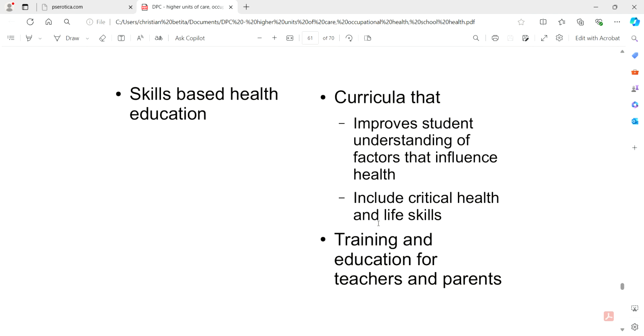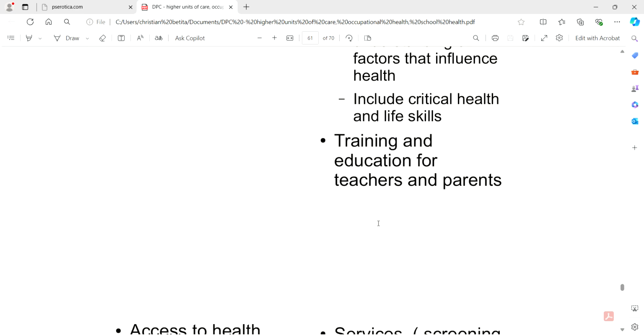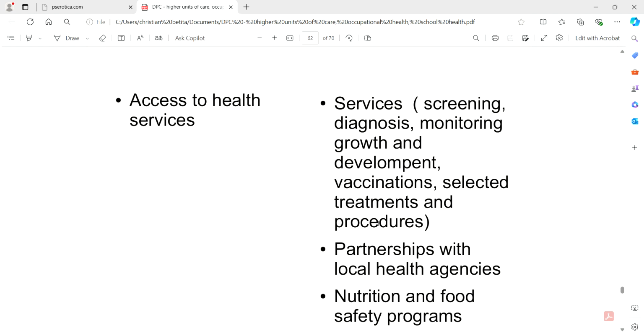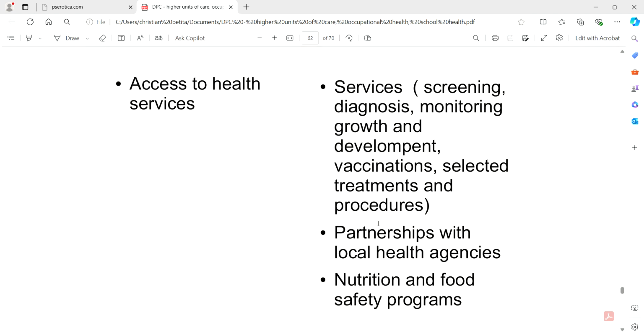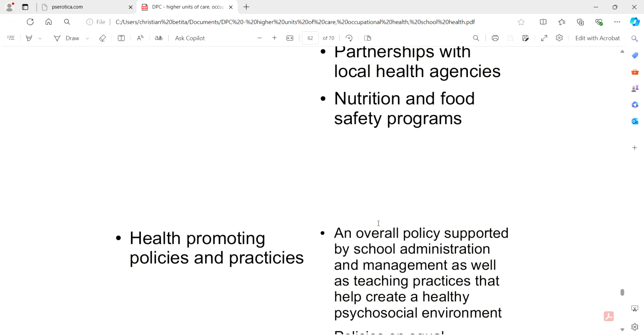School-based health education involves a curricula that improves student understanding of factors that influence health and include critical health and life skills, and training and education for teachers and parents. Access to health services, this should be self-evident. This implies health services like screening, diagnosis, monitoring, growth and development, vaccinations, selected treatments and procedures, partnerships with local health agencies, and nutrition and food safety programs.